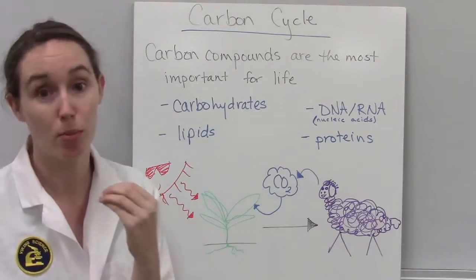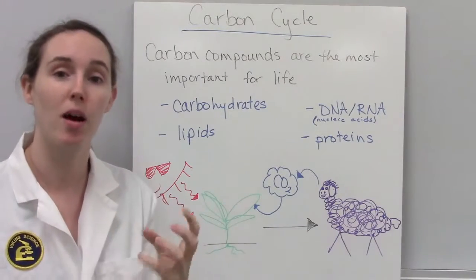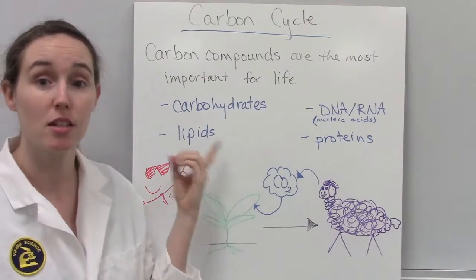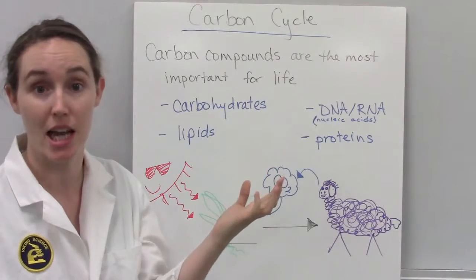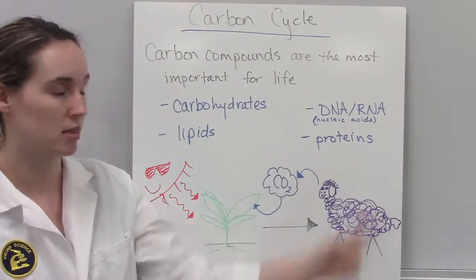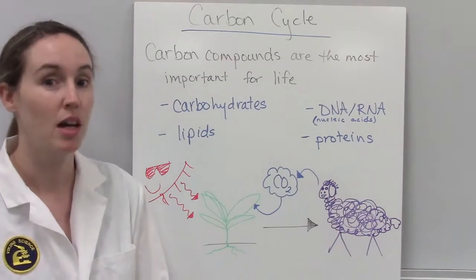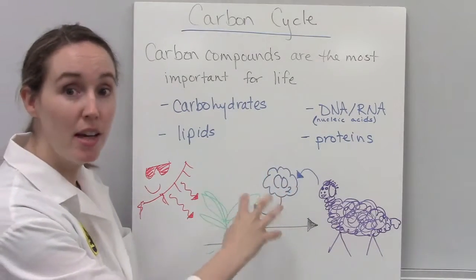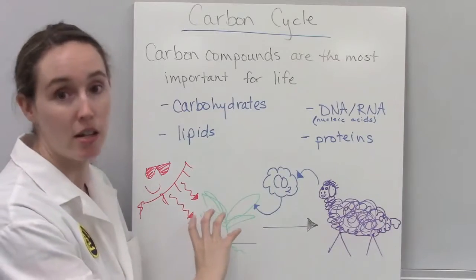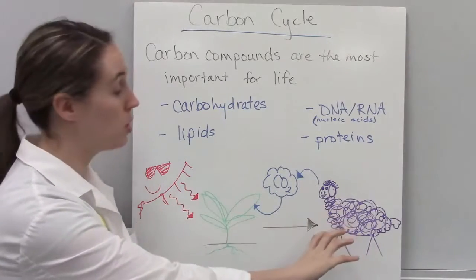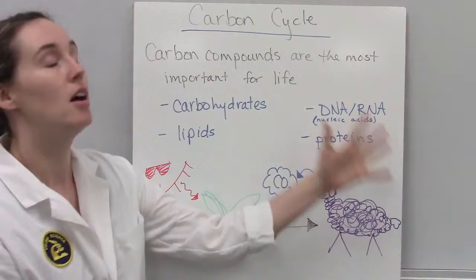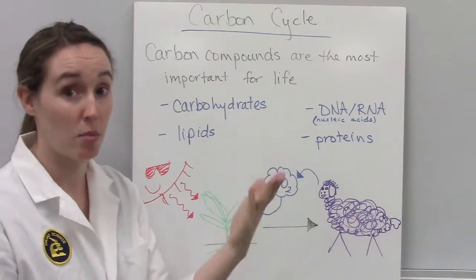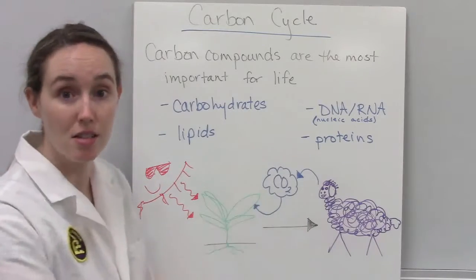Carbon is the most important element for building the molecules essential for living things, like carbohydrates, lipids, nucleic acids like DNA and RNA, and proteins. Just like all nutrient cycles, carbon moves from the abiotic environment, is incorporated into living things, moves through the community of living things, and then becomes once again part of the abiotic environment, and it's a constant cycle through.